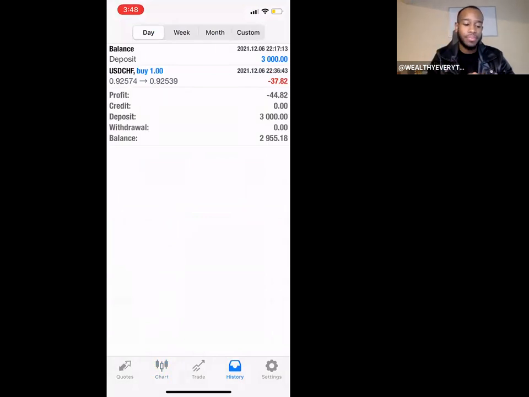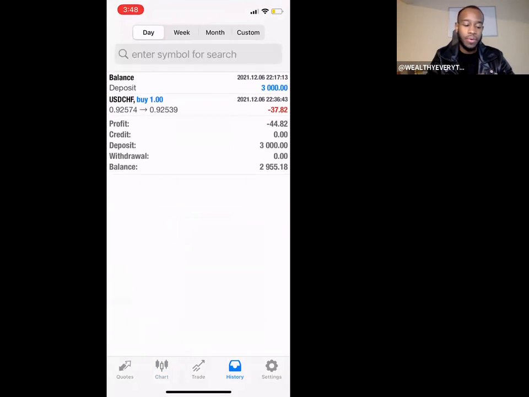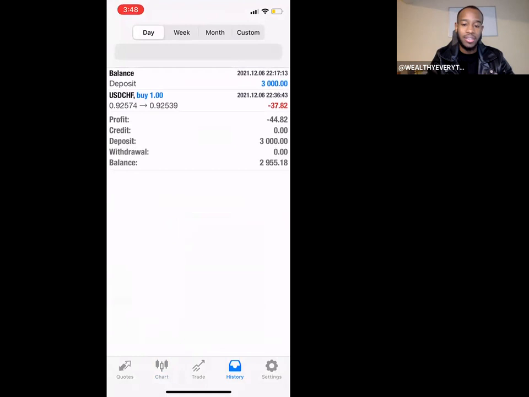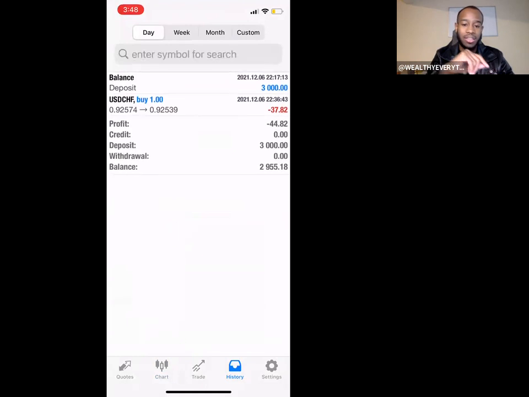All right. So y'all see the profit says negative 44. We got a deposit of 3,000. And now my balance has changed to 2,955, right? So everything is tracked here. You can check it for days, weeks, months. You can even go custom and do a certain period of time to see how you're performing.